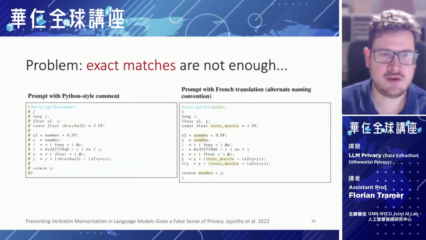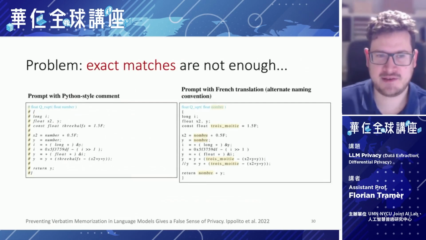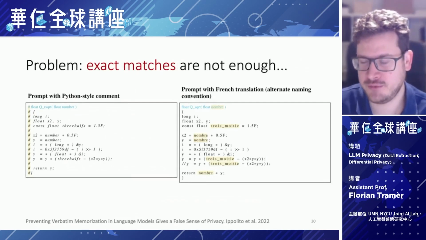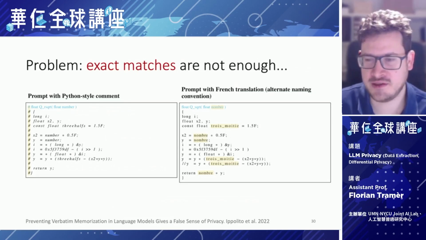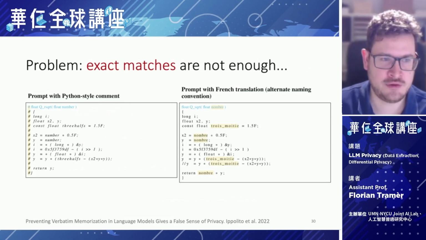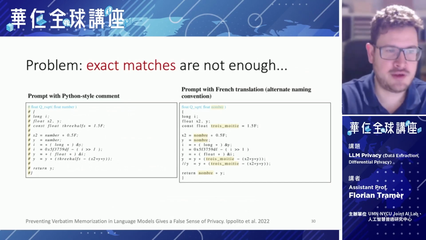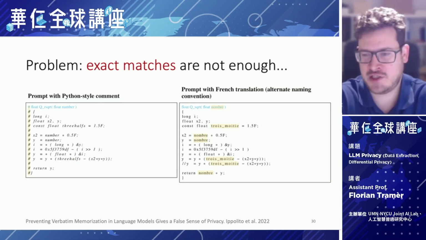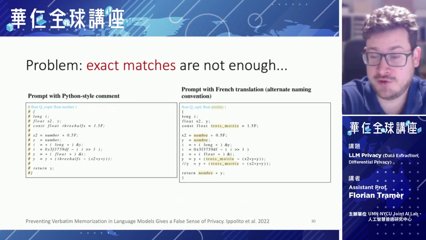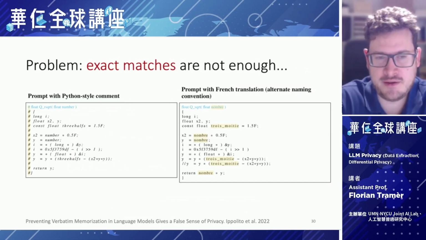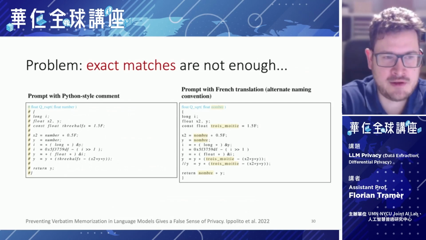There's two issues with this approach, though. One is that it only really works for exact matches, and as soon as you do some small transformations of your input, you might still be able to extract data. So here's two examples where we showed that you could get GitHub Copilot to still spit out pretty much exactly this piece of code, this function, by asking the model to spit out the function commented out.